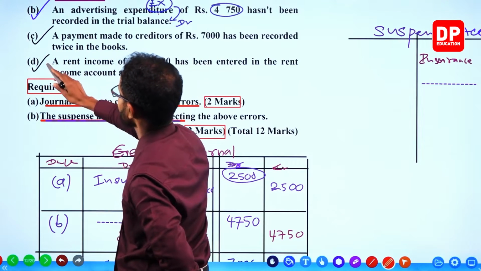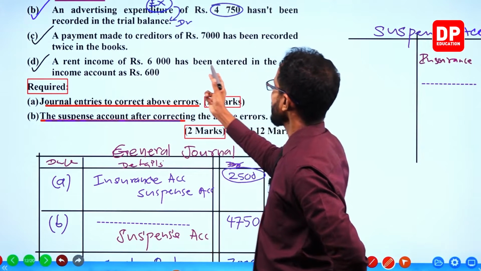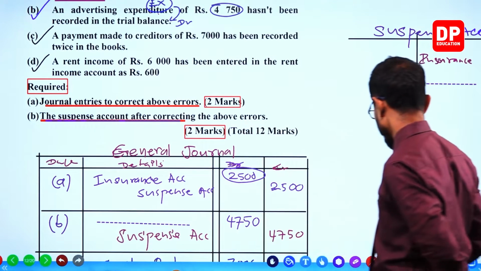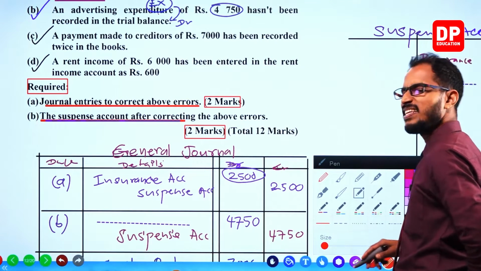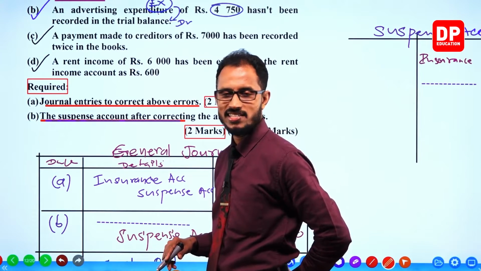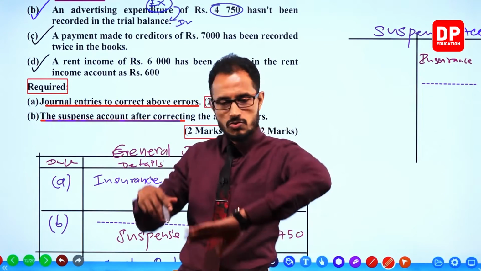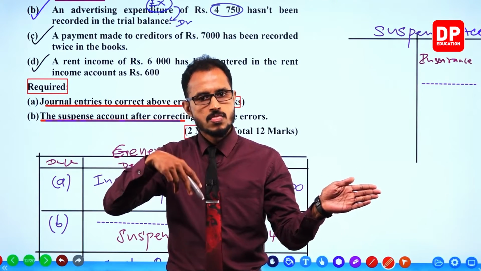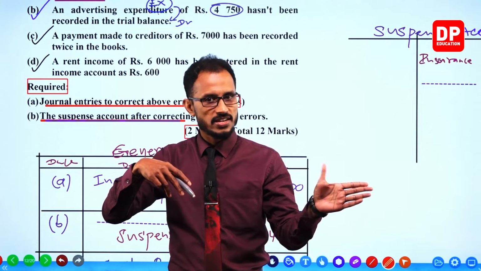Last one, D. Rent income 6,000 has been entered in the rent income account as 600. What a silly error. Rent income means it is an income. Incomes are credited. When incomes are received, they are credited. Income increase, credited.